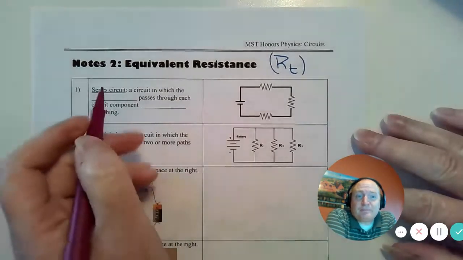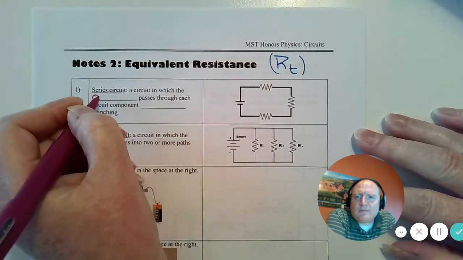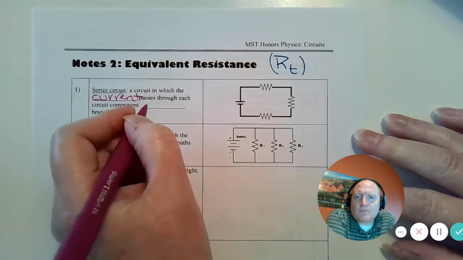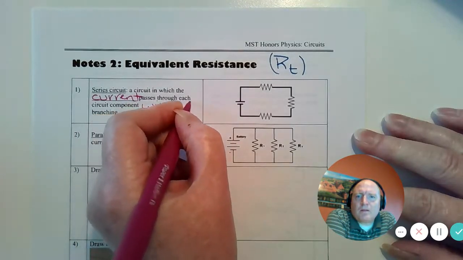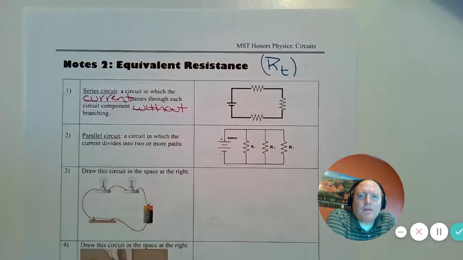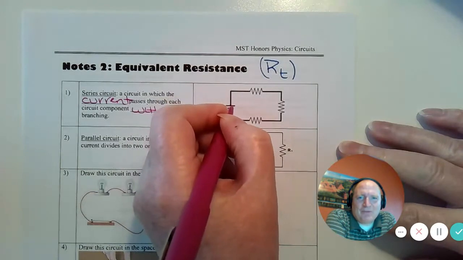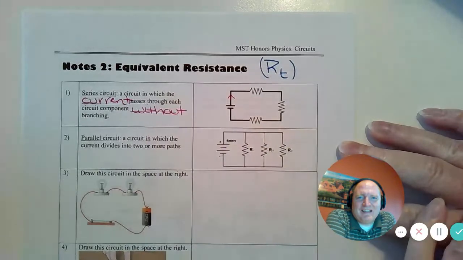A series circuit is a circuit in which the current passes through each circuit component without branching. So the current passes through each circuit component without branching. All right, what I mean by that, it's going to be convenient for you to always picture yourself being a marching electron. So right now, if you are a marching electron, you are going to come out of the positive side of the battery. Remember conventional current. Okay, so here you go.